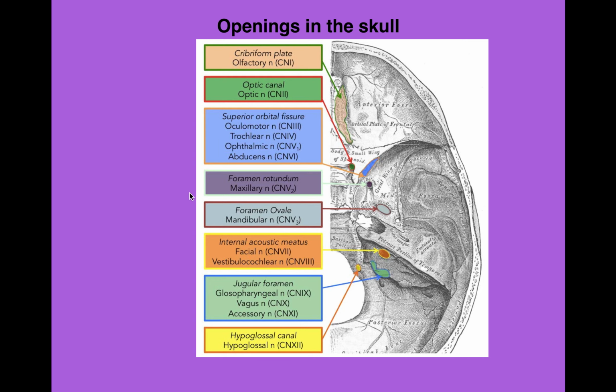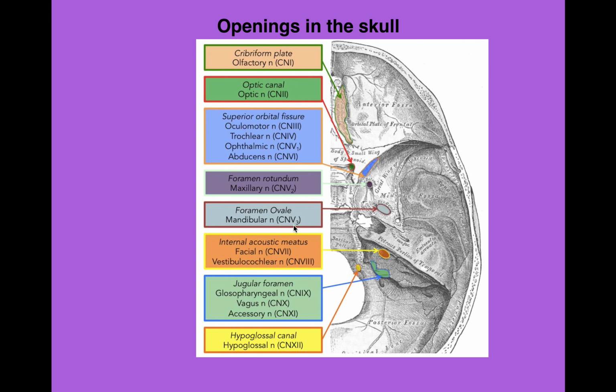So we have the olfactory nerve, which enters the skull through the cribriform plate. And then we have the optic nerve, which enters the skull through the optic canal. And then we have the oculomotor nerve, the trochlear nerve, the ophthalmic and the abducens nerve, which exit the skull through the superior orbital fissure. And then we have the maxillary nerve, which is the second branch of the trigeminal nerve, which exits through the foramen rotundum.